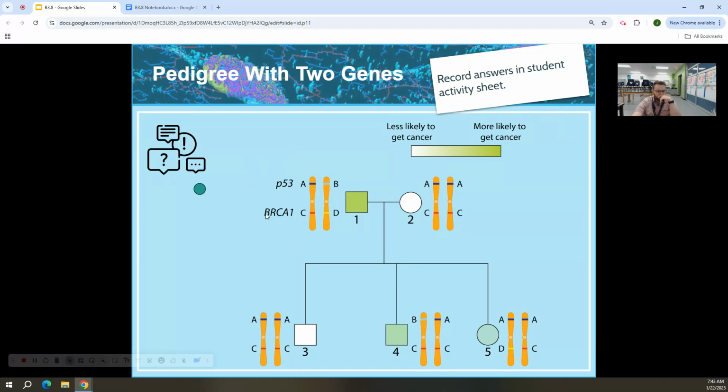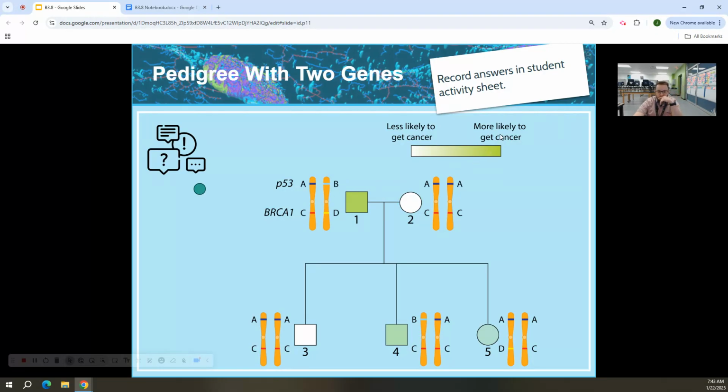Okay, so P53 again is going to be represented by these A or Bs. Remember, A means I have a functional P53 gene. B means I have one that is not functional, that's not correcting mutations. And then we're going to look at the BRCA1 gene for breast cancer. For this one, we don't know if C is functional or if D is functional, right? So we're going to try to figure out which of these alleles for BRCA1 is the functional and non-functional, or which one increases cancer risk.